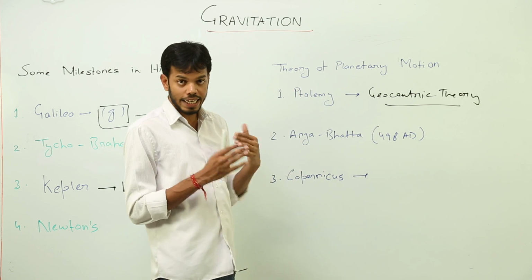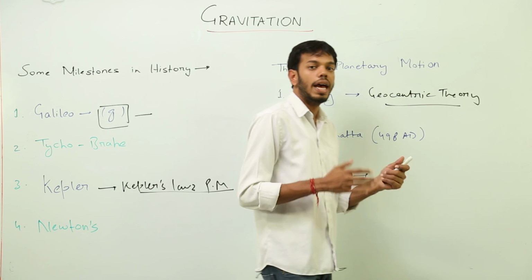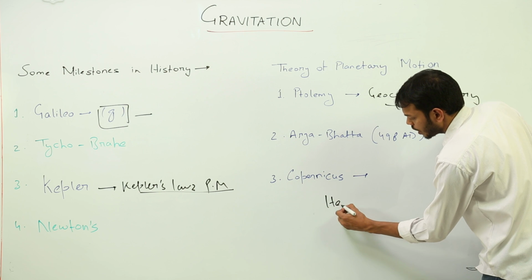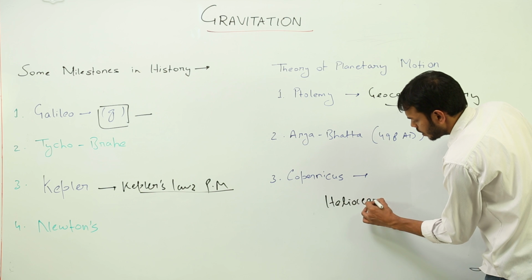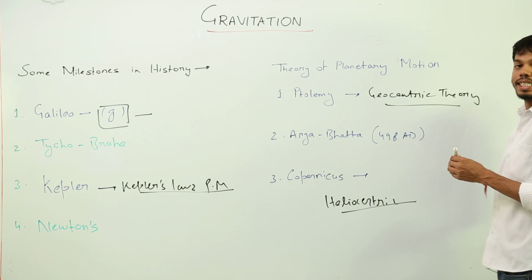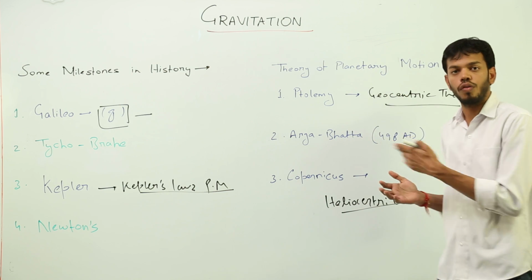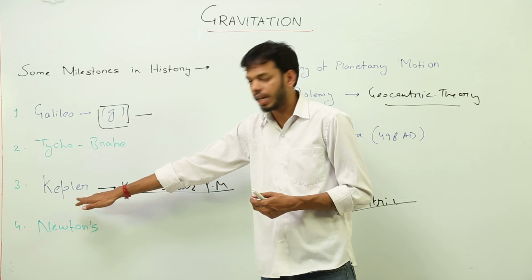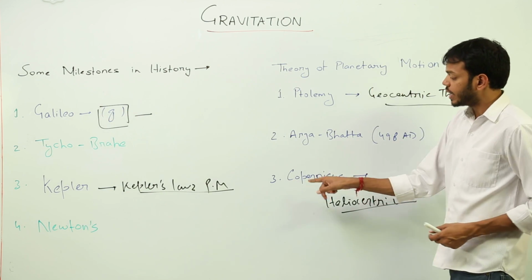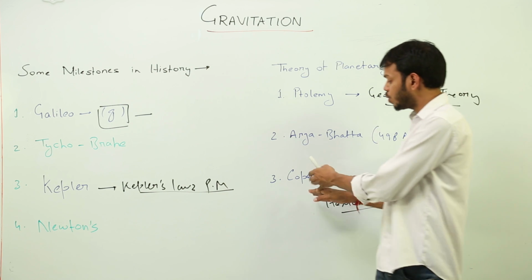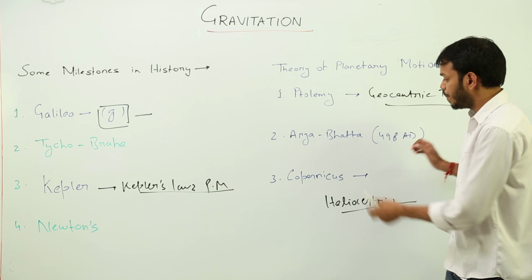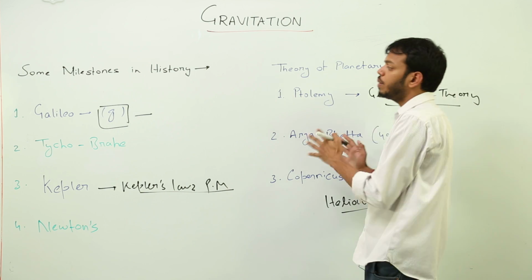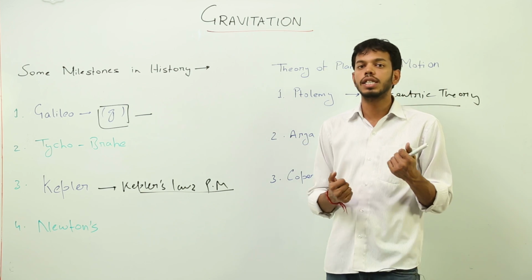So Aryabhatta gave this, but Copernicus was the scientist who actually formulated the theory, that is the heliocentric theory. According to this theory, the sun is stationary, whereas other planets and earth are revolving around the sun, and this theory was also followed by Galileo, Kepler and Newton, because this was the right theory. Though he was given a death sentence because of this theory, his actual calculations at that time were very much right. Okay, so these are some of the milestones which happened in the past, and now we'll start studying this chapter, gravitation.